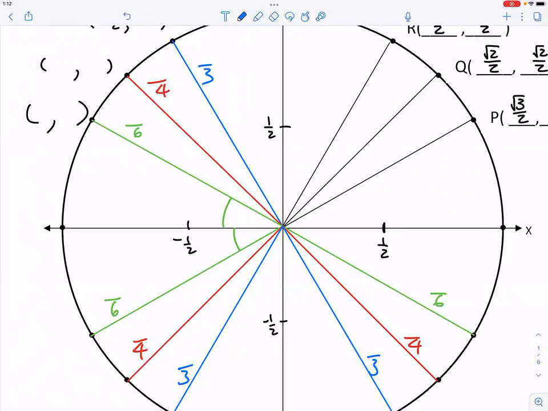Well, the reason is the reference angle. For the green one, the reference angle is pi over 6. For the red one, it is pi over 4. And for the blue one, the reference angle is pi over 3. That's the reason for the denominator being 6, 4, and 3 respectively.